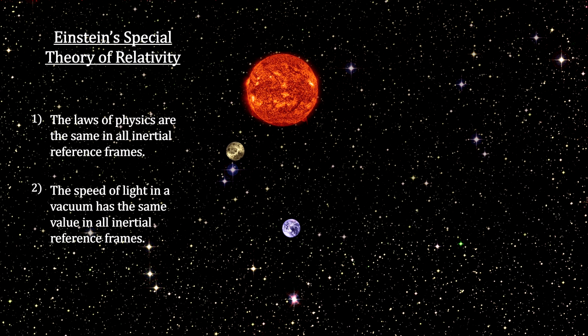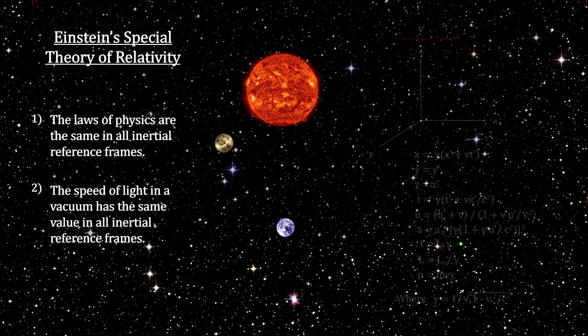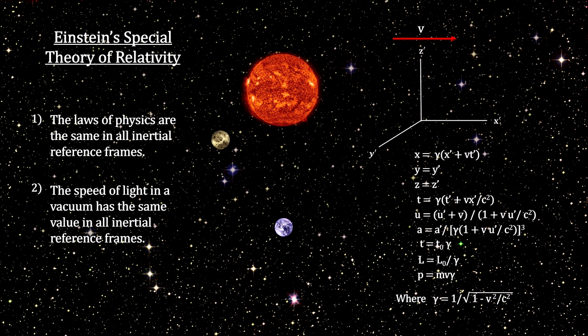Postulate number two is that the speed of light in a vacuum has the same value in all inertial reference frames. With these two postulates, Einstein generated all the relativity equations of Lorentz and others.